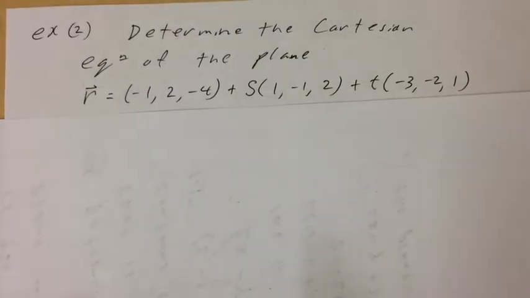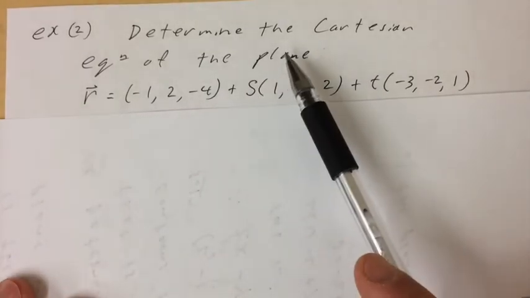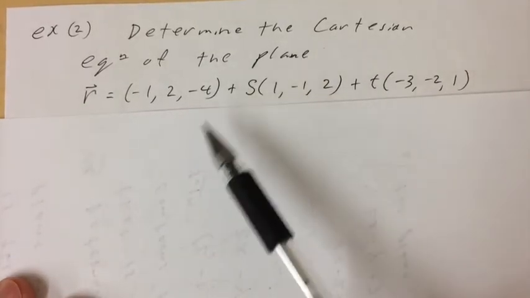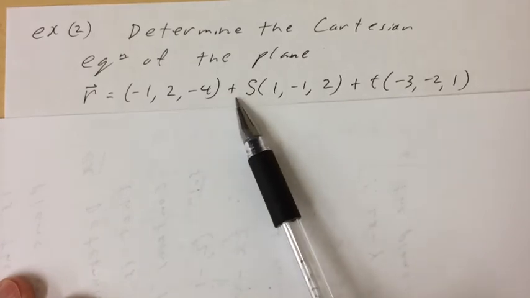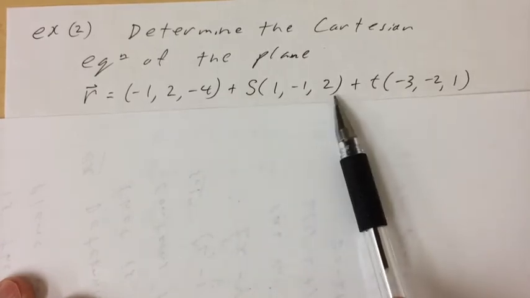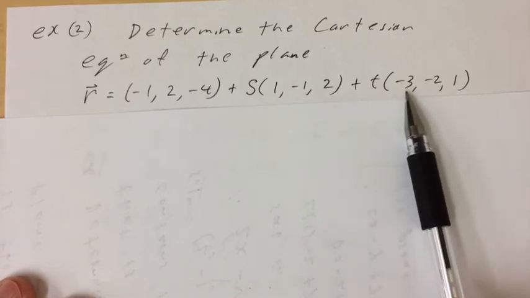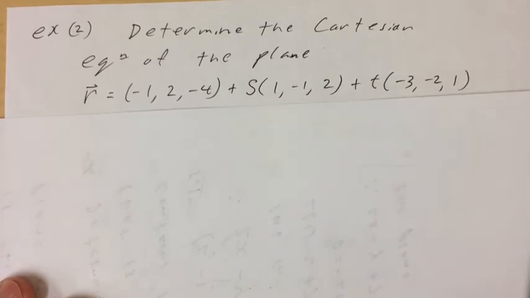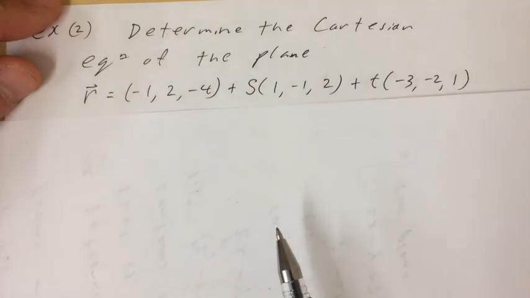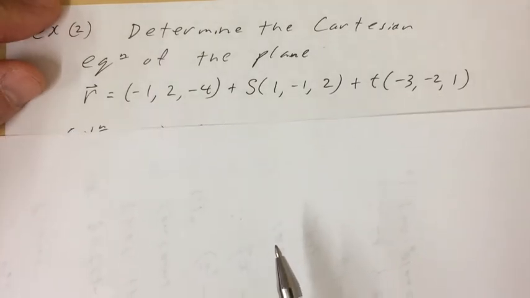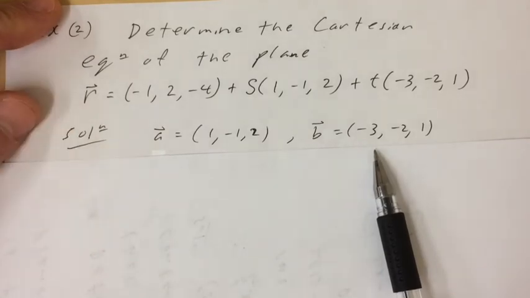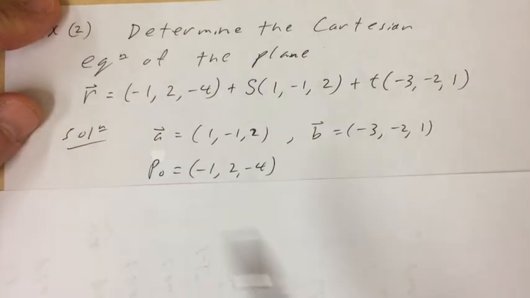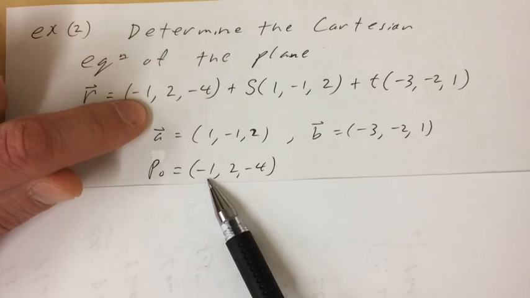Okay, so the next example, example 2: determine the Cartesian equation of the plane with this vector equation. R equals negative 1, 2, negative 4 plus S times 1, negative 1, 2 plus T times negative 3, negative 2, 1. Okay, so you want the Cartesian equation of that plane. Well, you know 2 direction vectors for that plane, and you know a point on that plane, so P naught comes from there.